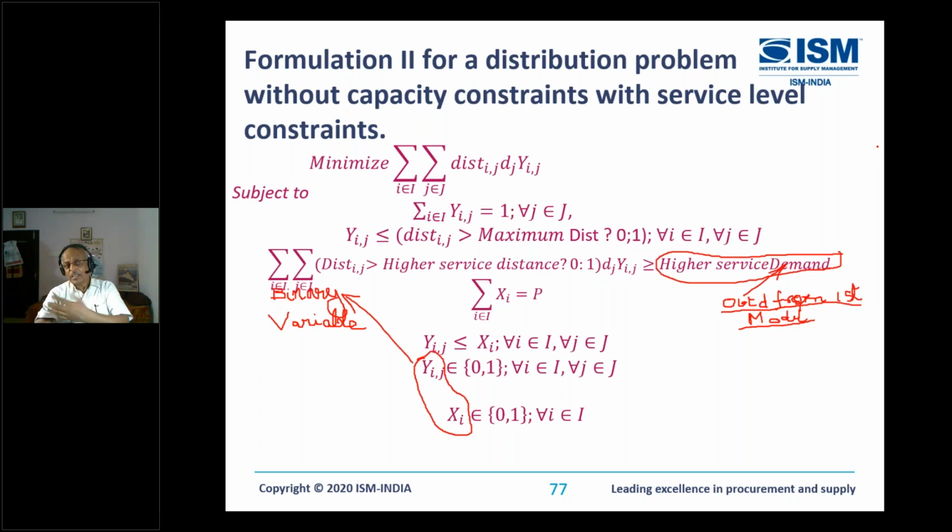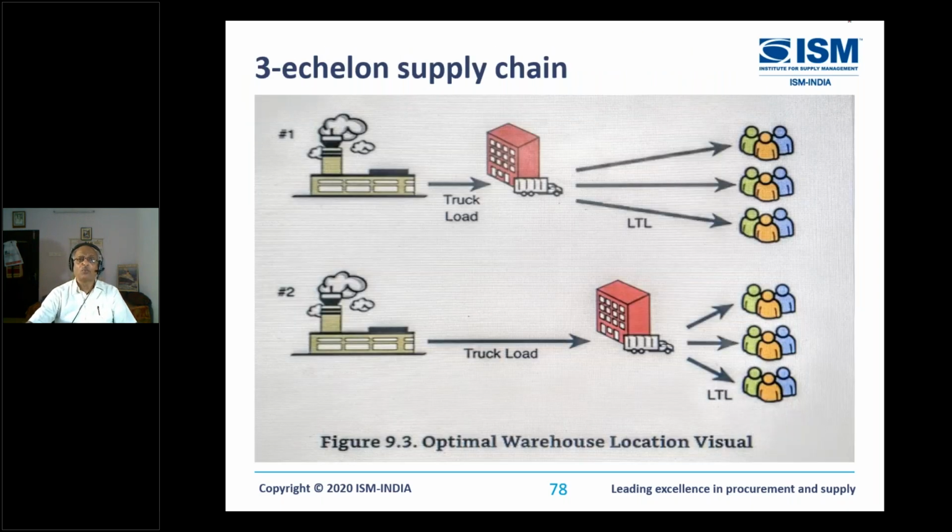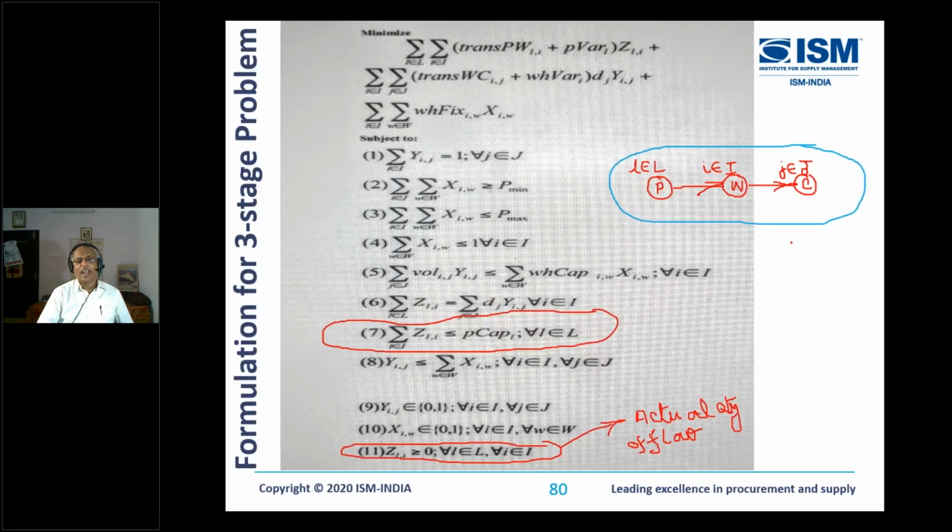So you might have three echelon supply chains also. Instead of two stages, as I said earlier, I to J, here you have a plant in between, a plant at the end, and it may be like this also. And the formulation takes a little different shape. From here, you can see these are the plants which go to warehouses, and from warehouses it goes to the customers. So there are three stages.